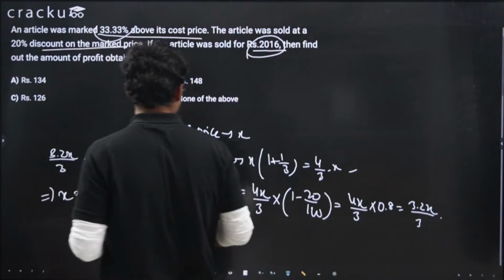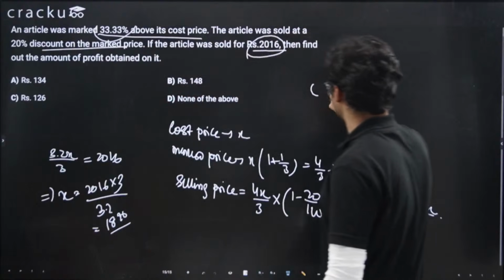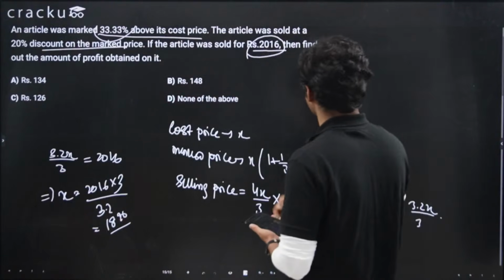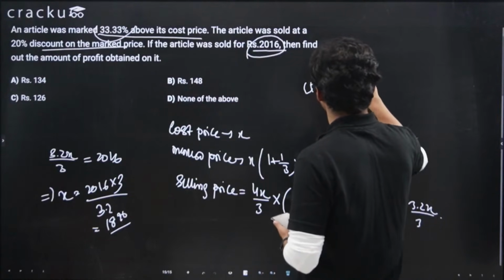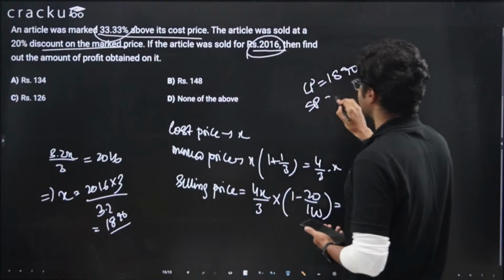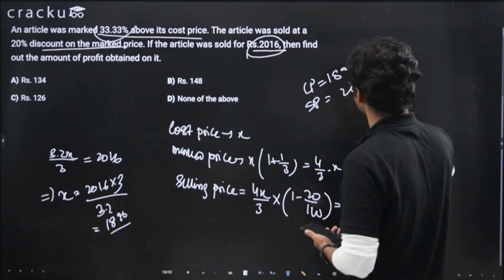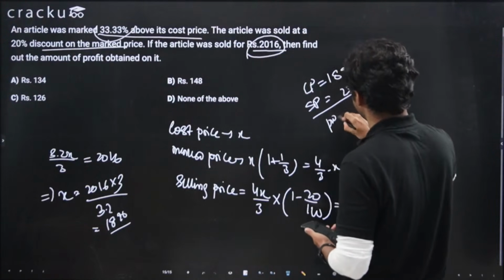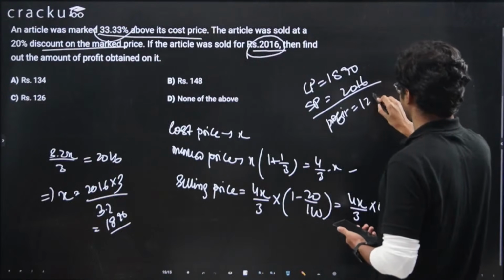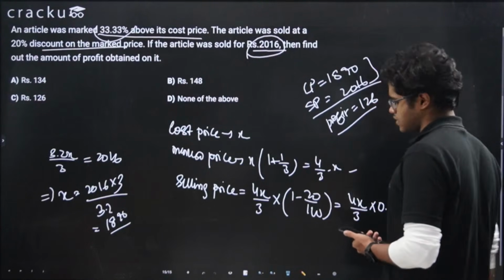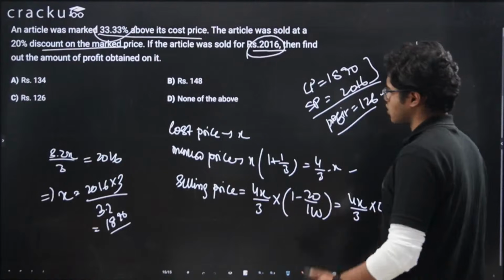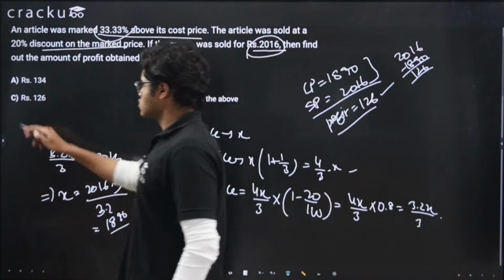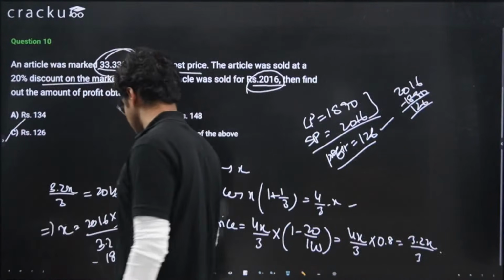So what is the amount of profit obtained? Cost price is 1890. Selling price is 2016. So what is the profit? Profit is 126, right? If we subtract 2016 minus 1890 equals to 126. So profit is rupees 126. So option C is the correct answer.